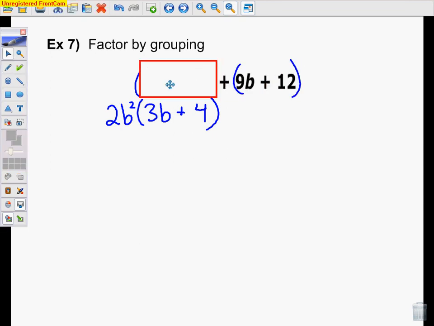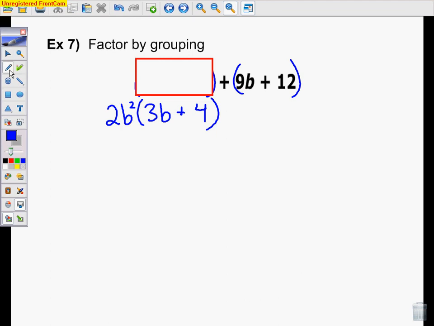Now we're going to factor the second group. What's the GCF between 9b and 12? Well, the GCF there is a positive 3. And what's left on the inside? If you divide out the 3 from the first term, you'll have a 3b. And divide out the 3 from the second term, you would have positive 4. Okay?